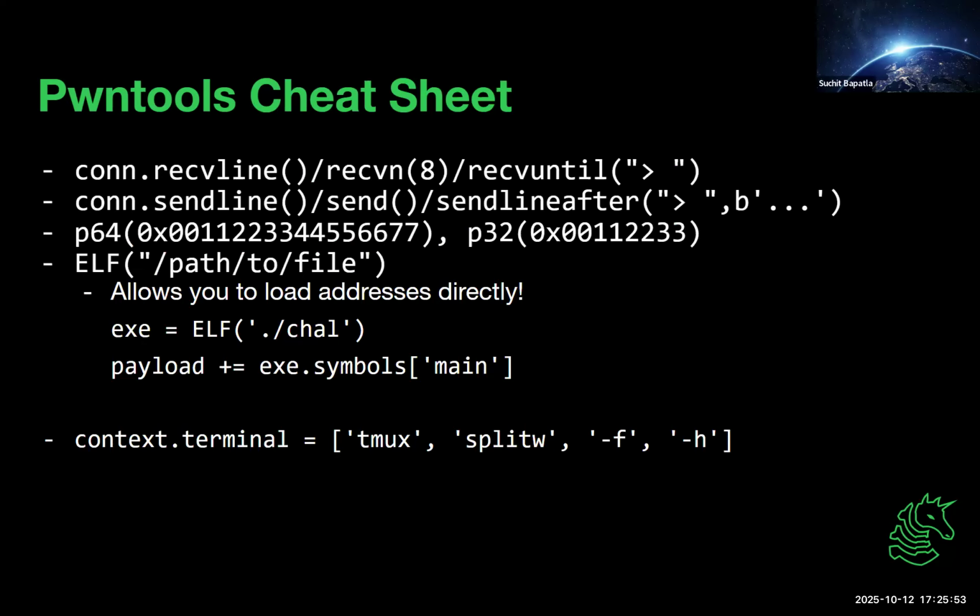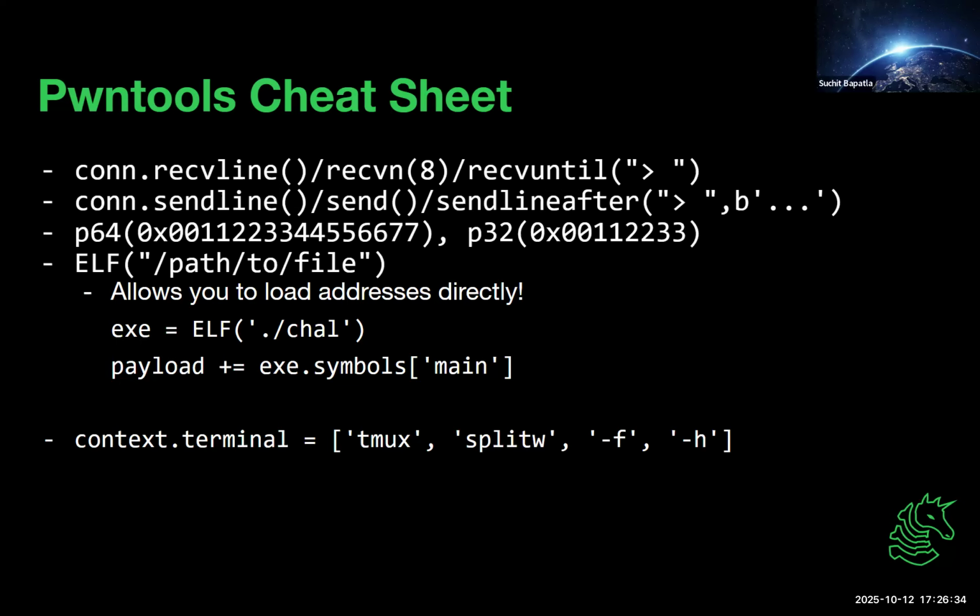So the cheat sheet, as I said: receive line, so you receive input from whatever the challenge page gives you and print it out so you can see which part of the program you're on. Send line is how you send your input to complete the challenge or to overflow stuff. Then this is how to format your addresses for either 64-bit or 32-bit addresses. And if you run ELF and then whatever your file is, it allows you to load addresses directly. So you can look at symbols such as main and stuff like that, then load these things locally and display them for yourself.